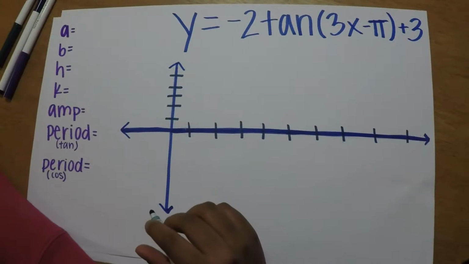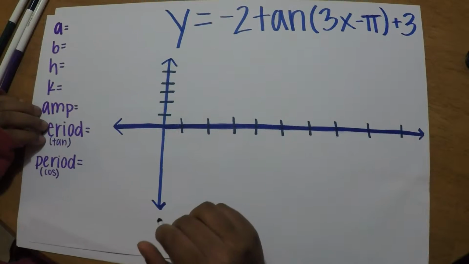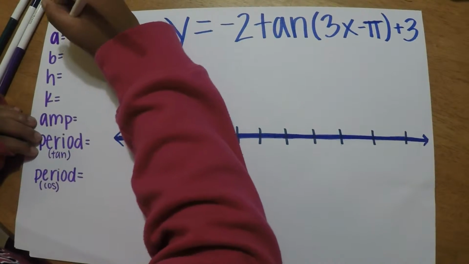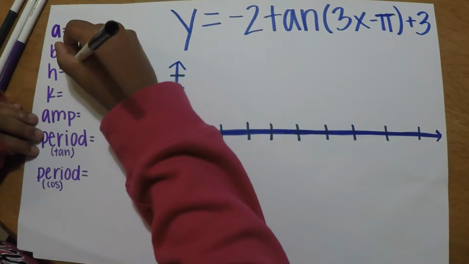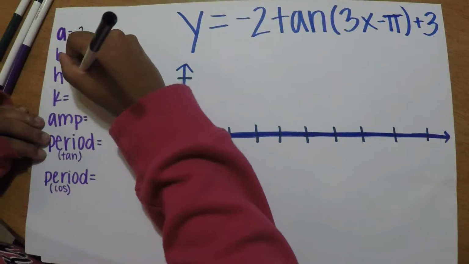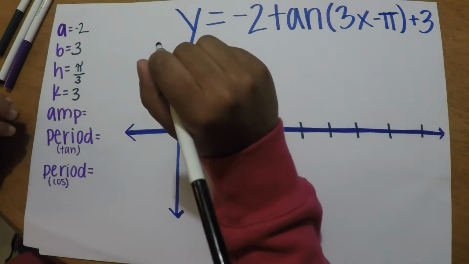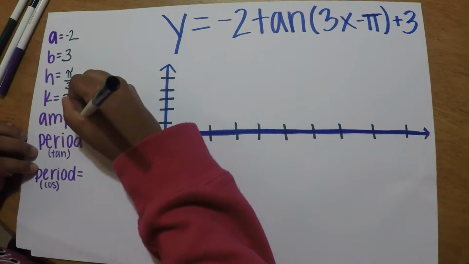In this video, I will be graphing a tangent function. In order to begin the graph, we need to determine these values. The a value is -2, the b value is 3, the h value is pi/3, k value is 3. In order to determine the amplitude, you need the absolute value of a. In this case, it'll be 2.